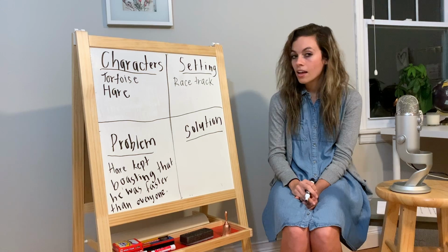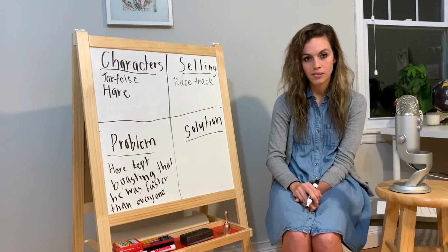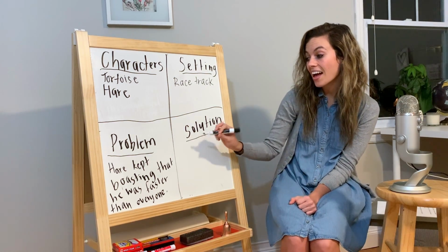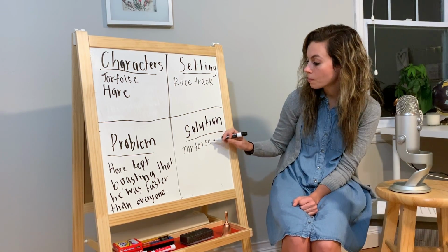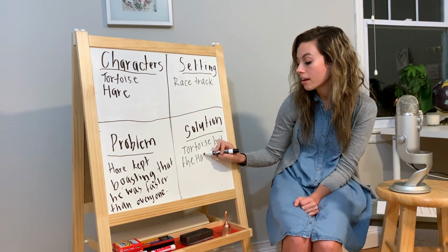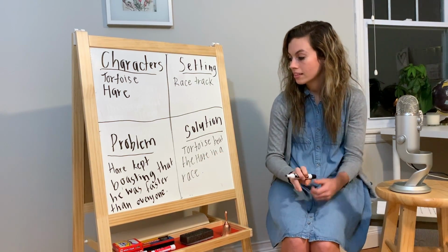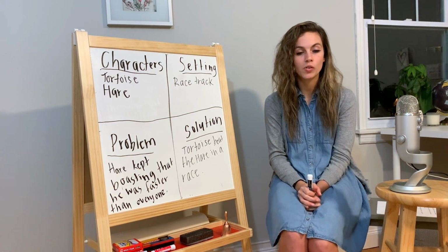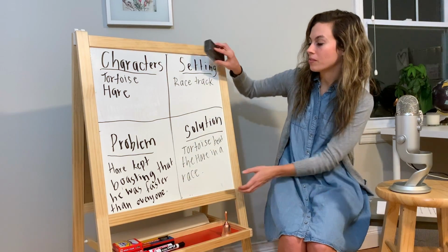Very good. What was the solution to the problem? How did they stop Hare from boasting that he was a faster runner than everyone? Yeah, the tortoise beat the hare in a race. Very good. Any questions about the story elements so far today? Alright, very good. That is all we have for our reading lesson today.